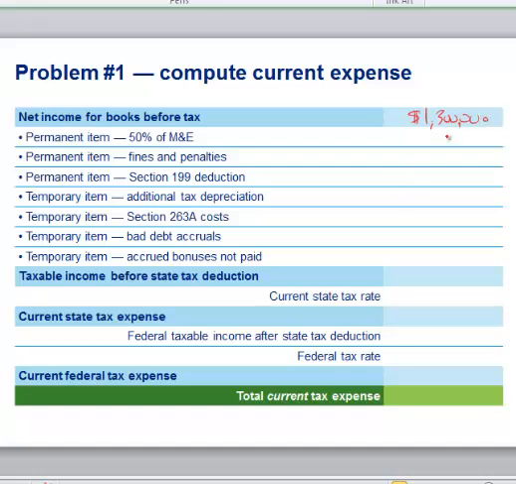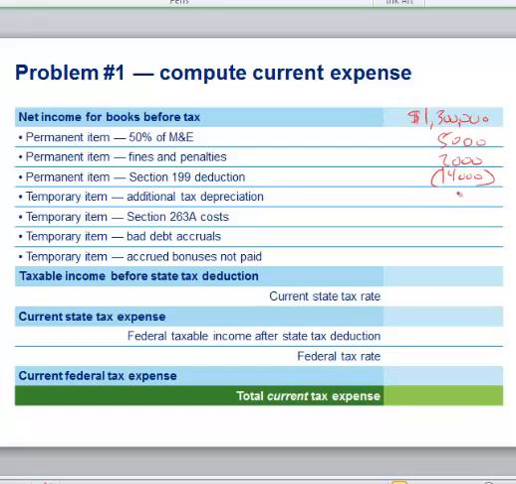Okay, our 50% of meals and entertainment, Jose, was what? 5,000. Penalties was 2,000, right? 199 deduction. How much was that, Philip? Was that add back or a deduction? Based on the word deduction in the phrase 199 deduction, that is a good guess.